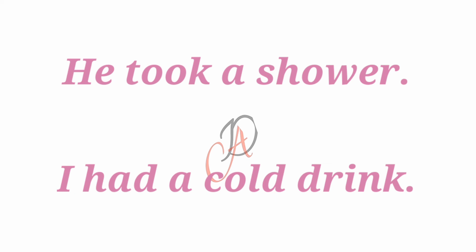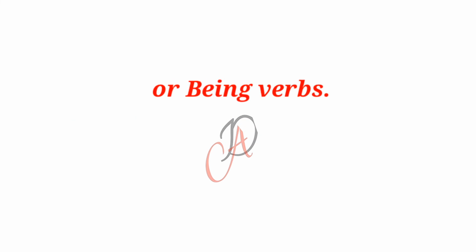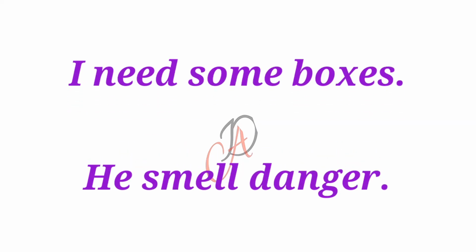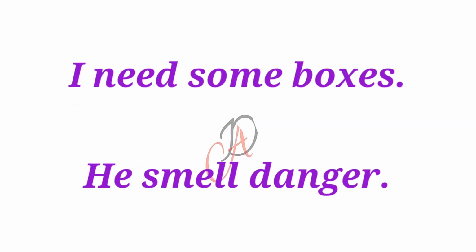Alright, let's move to the next type of verb, that is stative verb. The verbs that describe the state of being are called stative or being verbs. For example, I need some boxes. The next one, he smells danger. And in both the examples, need and smells are the stative verbs.